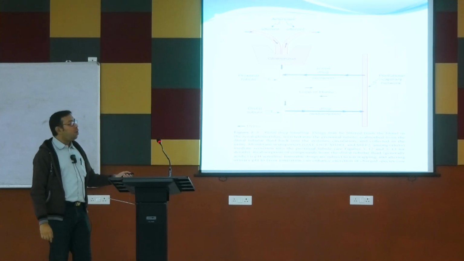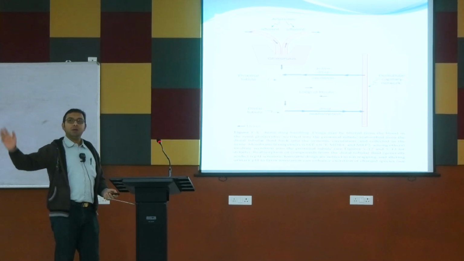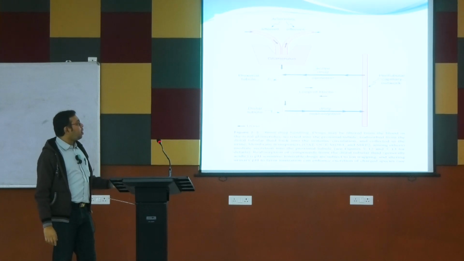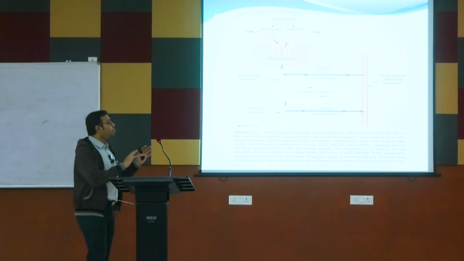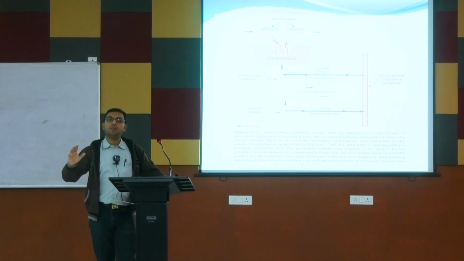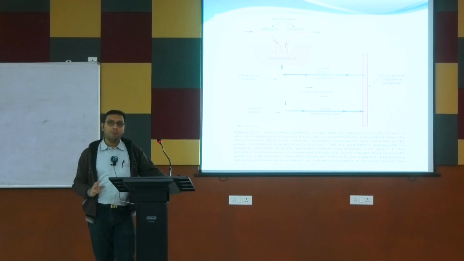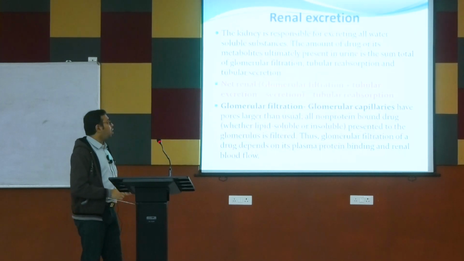From this peritubular capillary network, some part of the drug is actively secreted into the proximal tubule, and ultimately it goes to the urine, and some part is reabsorbed back. This is the passive reabsorption. Some part is reabsorbed back to the body again in the peritubular capillary network. So by means of these processes, some part of the drug is excreted, some part remains within the body. This is the main area by which the elimination of the drug occurs.